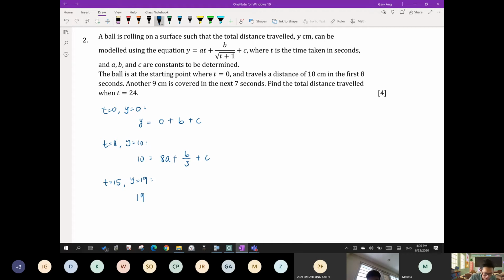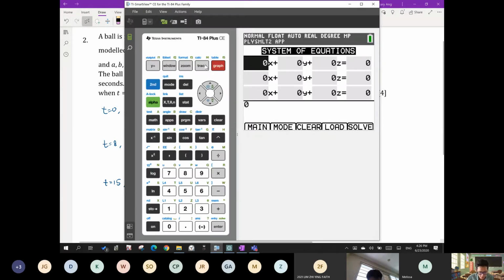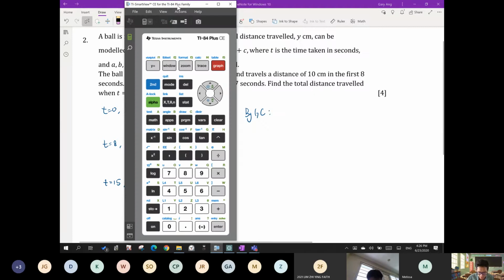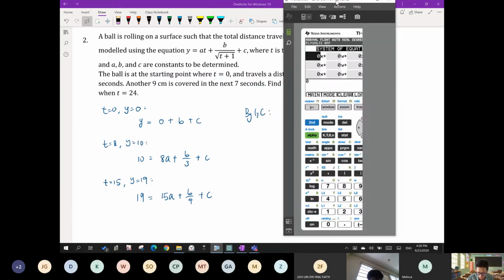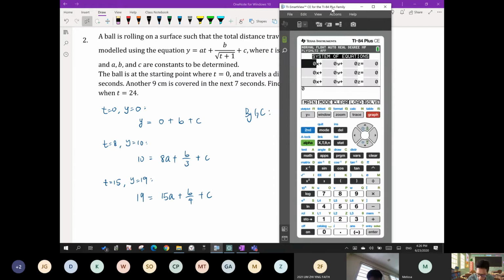So 19 is equal to 15a, and then 15 plus 1 is 16. 16 square root is 4 plus c. So you have three equations, three unknowns. Please tell me you know how to solve this. All right, so you're going to say by GC. Okay, so you're going to punch inside of GC the three equations. Now I can't see my equations. Hold on, let me push this here. Okay, all right. So put in the equation 0. I'm quite sure you know how to key all this yourself, right? So perhaps I don't have to show you this.